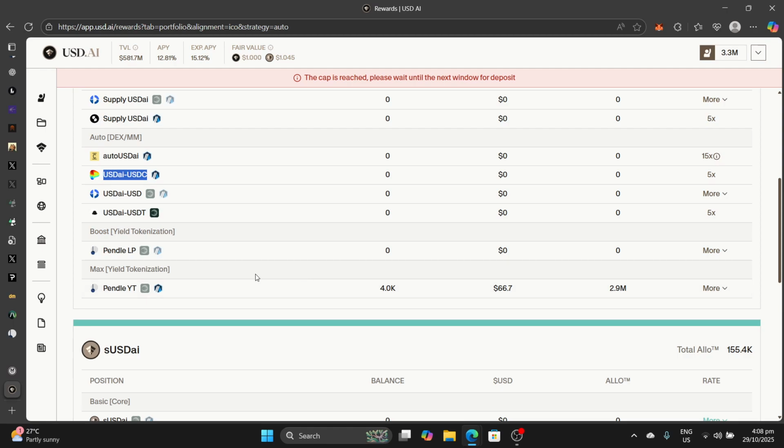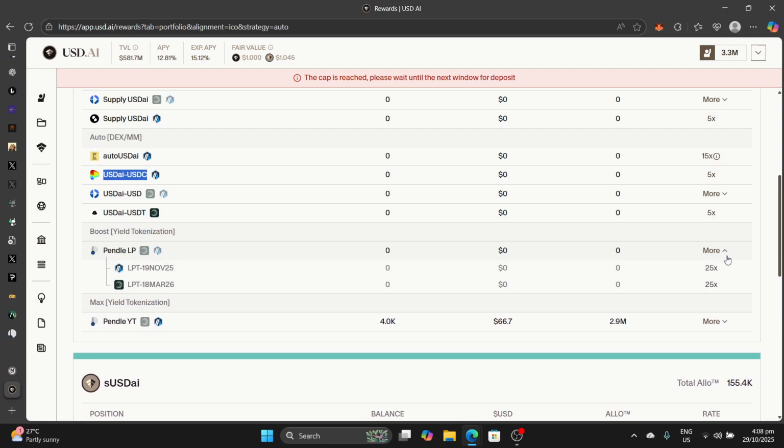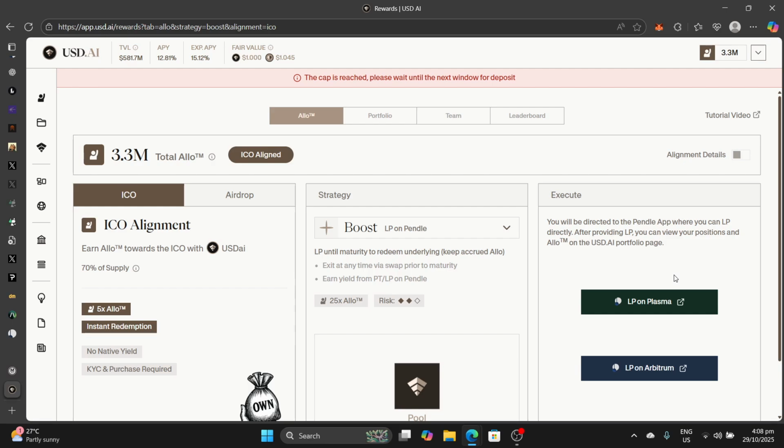Now you have the option of depositing into Pendle through the plasma chain or through the Arbitrum chain. Now, for some, they like to LP. LP is also going to earn you allo. Let's see. So 25x maturity. There is one for March 26th. There's another one for 19th of November. So you can choose this if you want. There will be some impermanent losses.